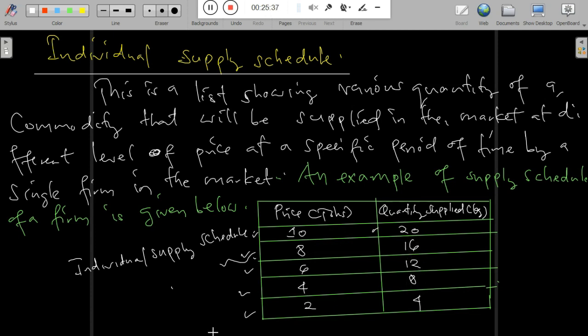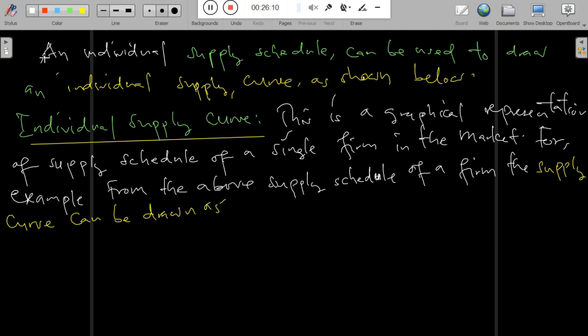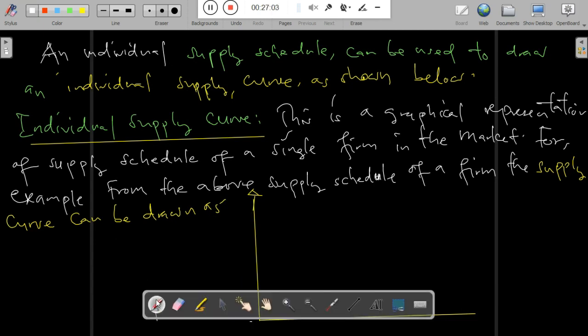So this is an individual supply schedule showing the various quantities of a commodity that will be supplied in the market at different levels of price. An individual supply schedule can be used to draw an individual supply curve, as you can observe. The individual supply curve is a graphical representation of the supply schedule of a single firm in the market. For example, from the above supply schedule of a firm, the supply curve can be drawn as follows.